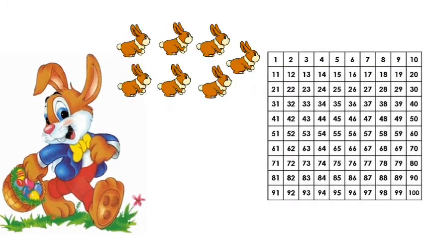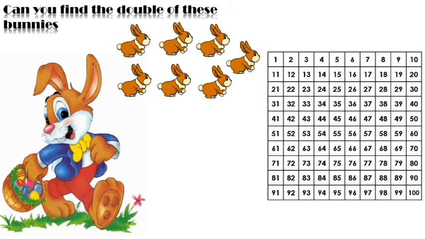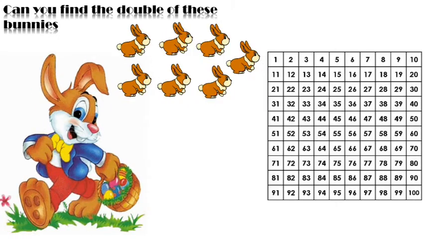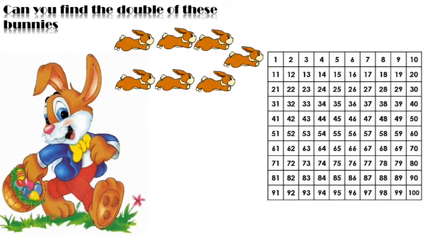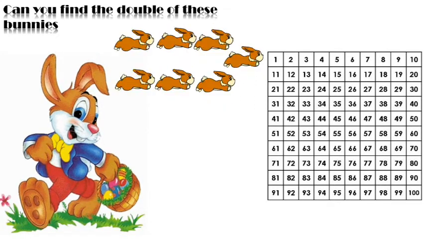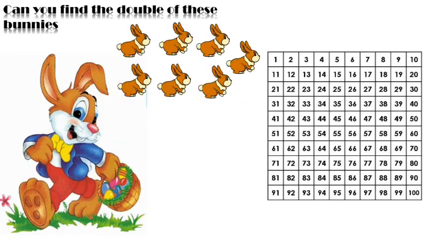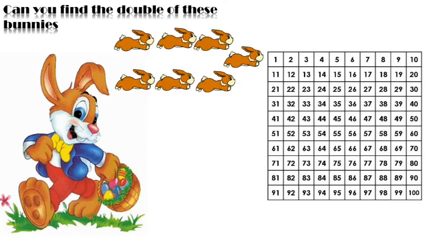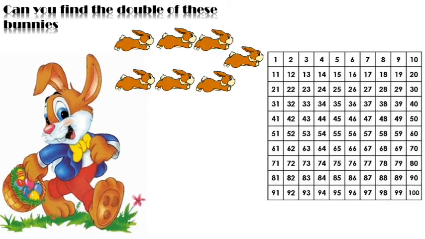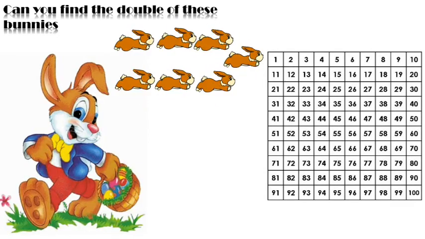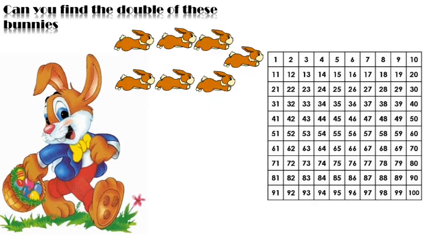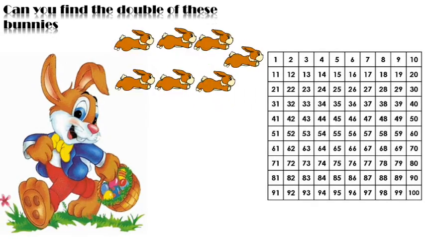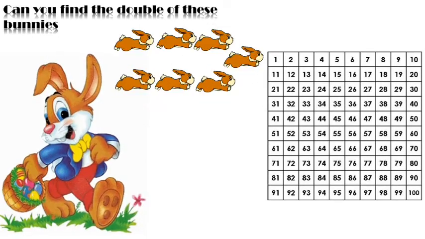Can you find the double of these bunnies using this number scale? Yes, we can find this, right? So, what we need to do here is we need to count forward, right? At first, we need to find how many bunnies are there. So, tell me how many bunnies are there? There are 7 bunnies. So, we need to start counting from 8 because 7 is already there.